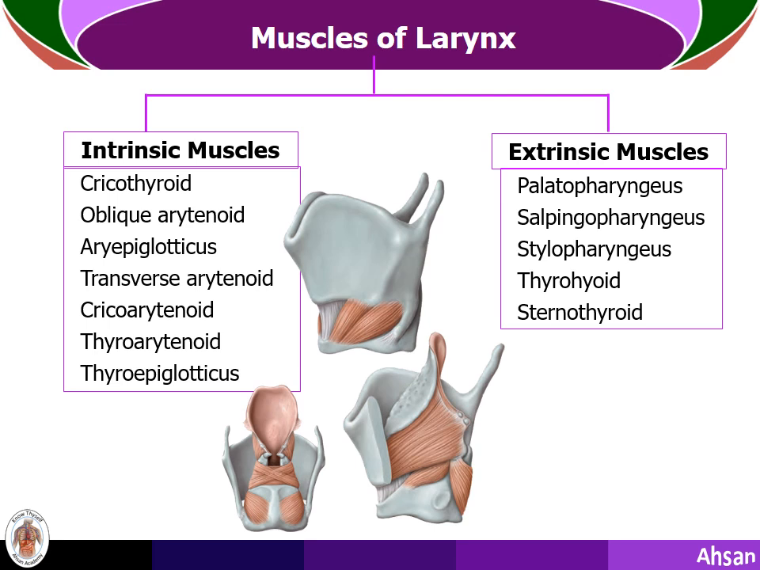These are the photographs of intrinsic muscles. The above one is from the side. The lateral plate of the thyroid cartilage is removed in the lower right figure, and the posterior view is shown in the lower left figure.